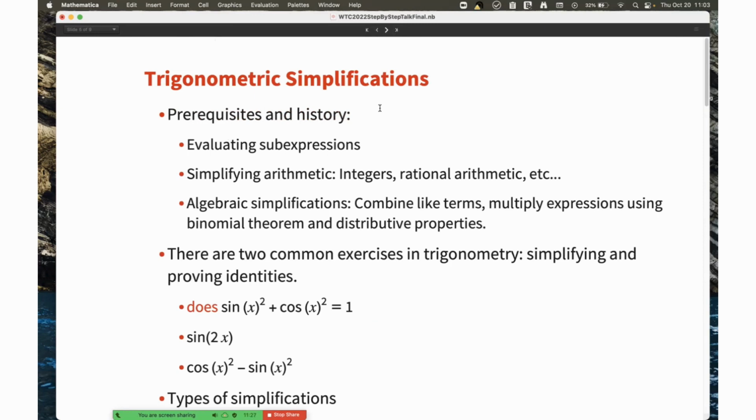So with regards to Wolfram Alpha, we had to first be able to evaluate various expressions and simplify arithmetic and integers and rational arithmetic, combine like terms, and be able to multiply expressions using the binomial theorem and distributive properties before we could get into simplifying trigonometric expressions.